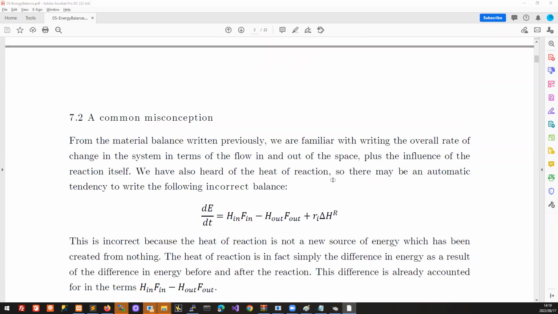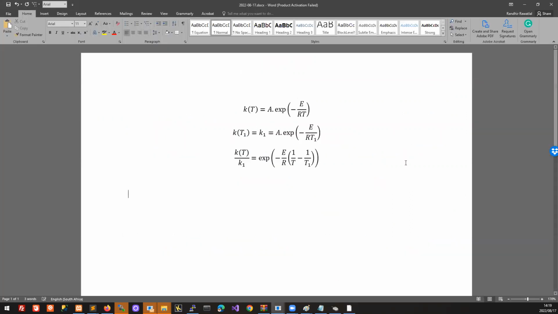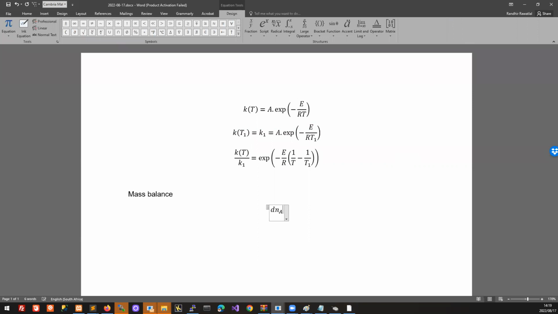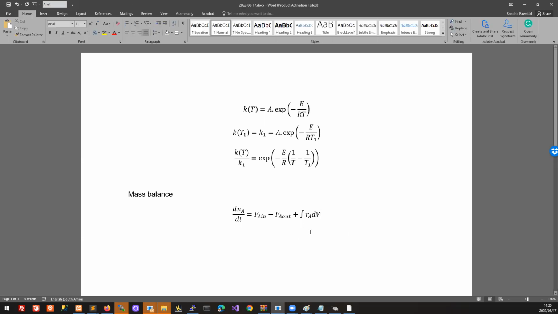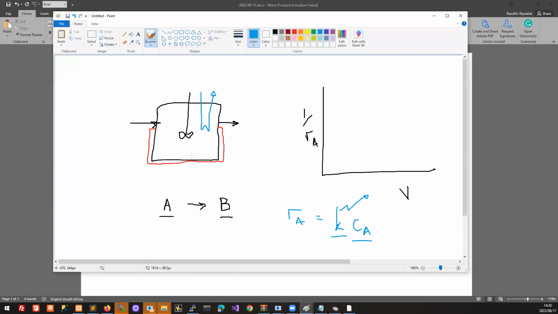Now, when we started our development, when we did the mass balance, we wrote an equation like this: dN_A/dt equals the molar flow in, minus the molar flow out, plus the change due to reaction. So this was the integral of r_A dV, right? So that was what we wrote. Now, to develop our energy balance, we are going to take a similar approach.